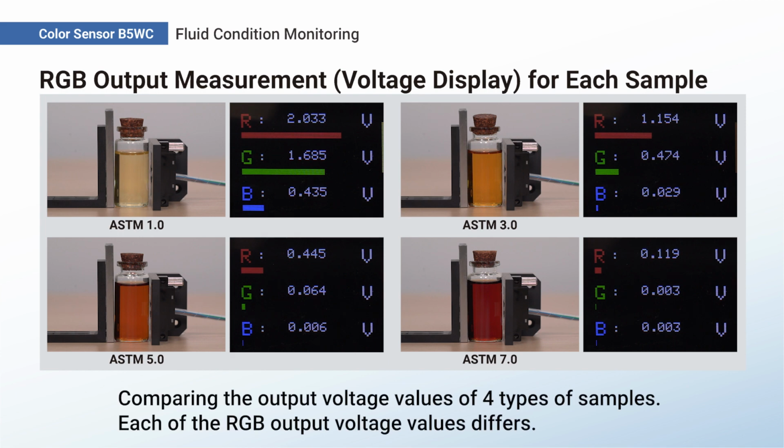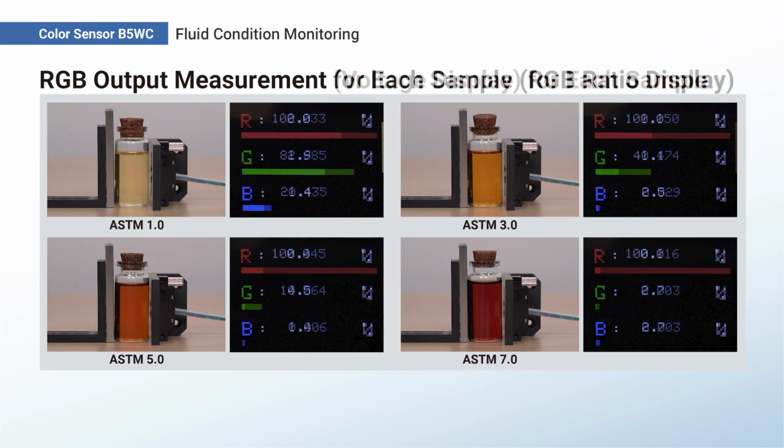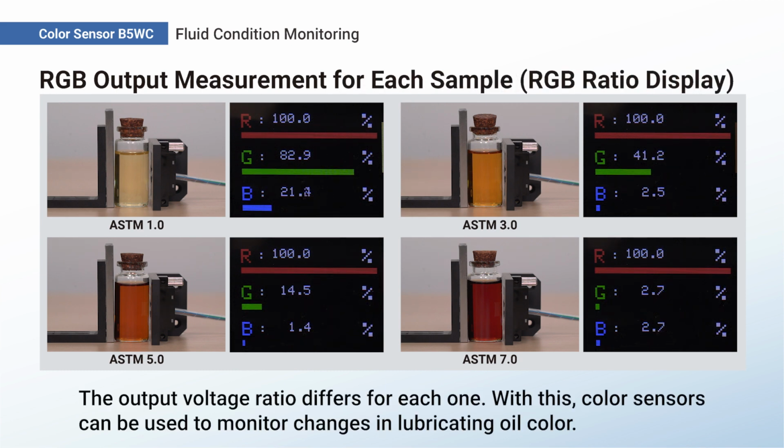Comparing the output voltage values of 4 types of samples. Each of the RGB output voltage values differs. The output voltage ratio differs for each one. With this information, color sensors can be used to monitor changes in lubricating oil color.